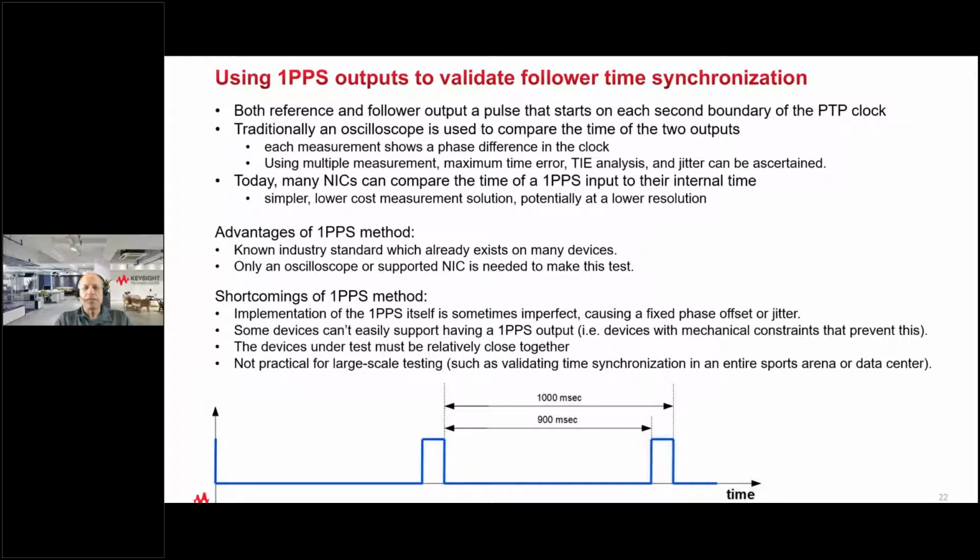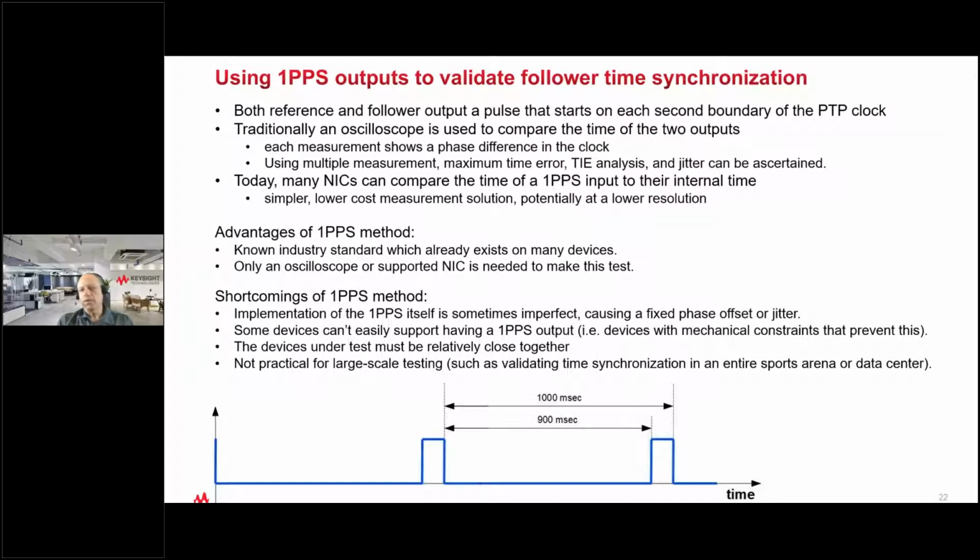This is something that I think most of us know how to do, but I'm going to cover it here for completeness, which is just using 2 PPS outputs to validate time. One of them comes from a reference and one of them comes from the follower. Traditionally we used an oscilloscope to monitor this, but today there are many NICs that actually have a GPIO that can act either as a 1 PPS input or output. So you typically have one of them acting as an output and the second one acting as an input and measuring the time of the incoming signal.